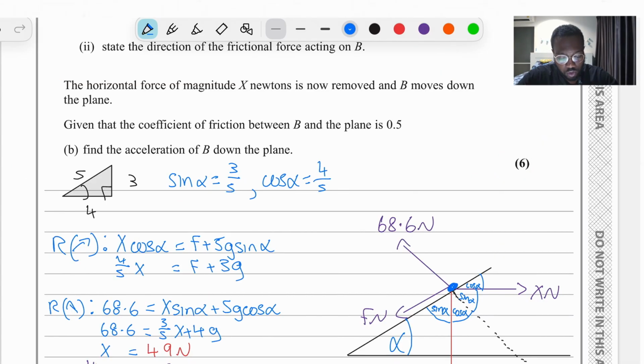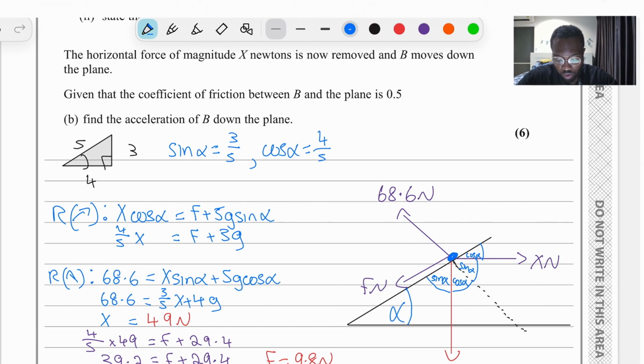Okay, so for part B, now we have that the horizontal force of magnitude x newtons is removed, and B now moves down the plane. We're told that the coefficient of friction between B and the plane is 0.5. We need to find the acceleration of B down the plane. So I'm going to draw another diagram now with the information which I've been given.